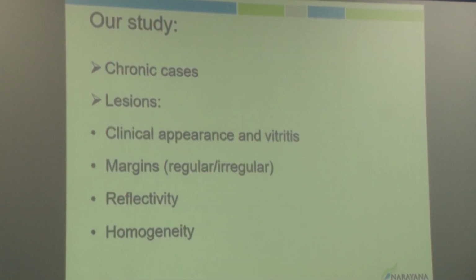In our study, we looked at the chronic cases. We looked at the clinical appearance and vitritis. When it came to the ICGA, we looked at the margins, regular or irregular. And when it comes to the OCT, we looked at the reflectivity, how homogeneous the reflectivity was, and also compared it with what we saw on the ICGA.